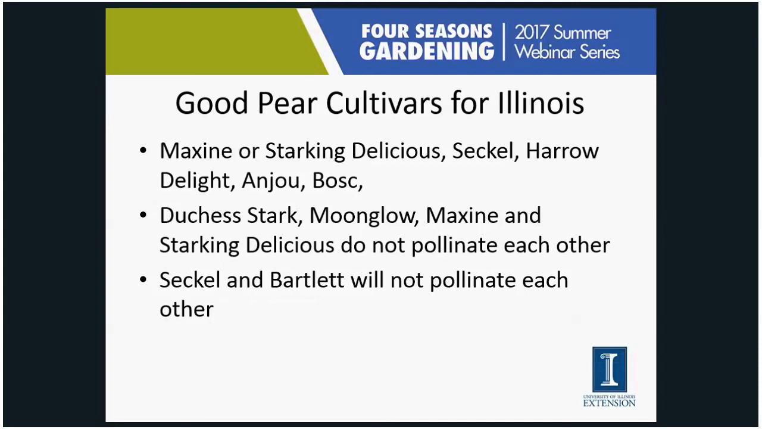The Duchess, Stark, Moonglow, Maxine, and Starking Delicious do not pollinate each other. And so if you have these in your setting, they're not going to pollinate one another. And the Seckel and Bartlett will not pollinate each other. So be mindful of that.